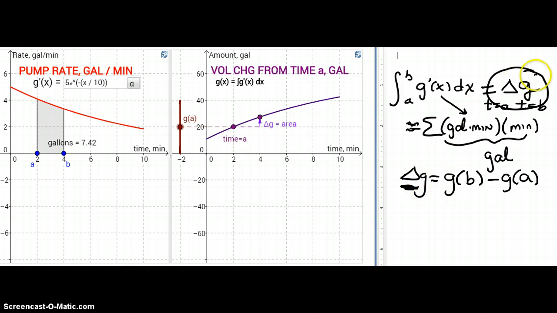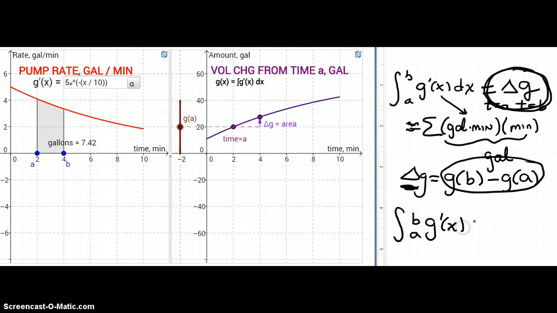So making the substitution, if I know that this is equal to this, then I get the result that the integral of my rate of change from A to B is equal to the quantity at time B minus the quantity at time A. And this is how you evaluate definite integrals.